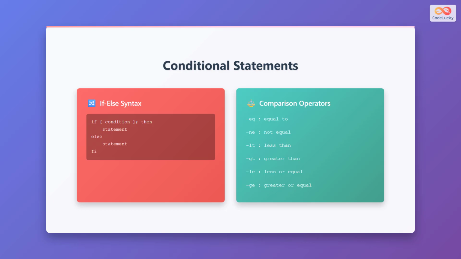Conditional statements allow scripts to make decisions based on different conditions. The if-else syntax in shell scripting uses square brackets to evaluate conditions. The basic structure is if followed by a condition in square brackets, then the statement to execute, optionally else with an alternative statement, and finally fi to close the condition. Common comparison operators include -eq for equal to, -ne for not equal, -lt for less than, -gt for greater than, -le for less than or equal to, and -ge for greater than or equal to. These operators work with numeric values and enable scripts to respond dynamically to different scenarios.